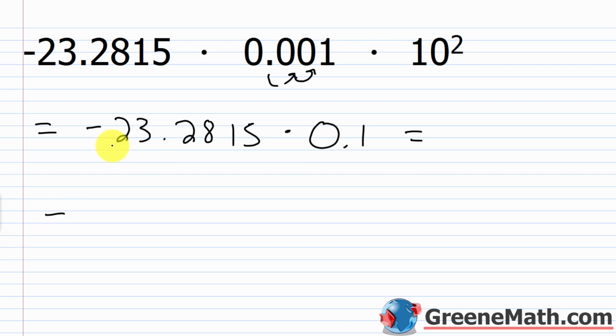So if I were to pretend these are whole numbers, I would do 232,815 times 1. Well, that's just going to give me 232,815.